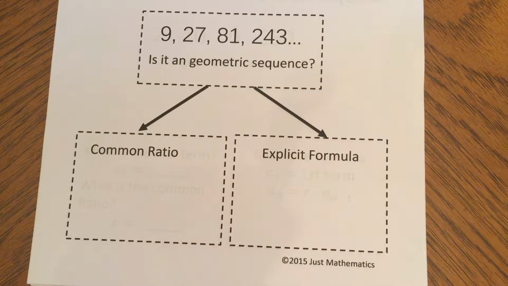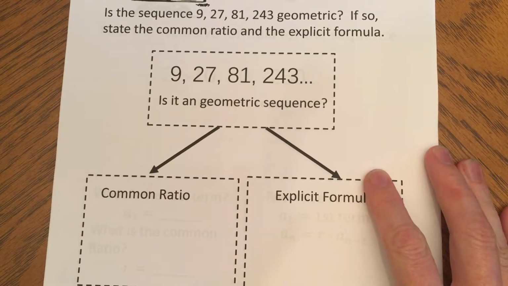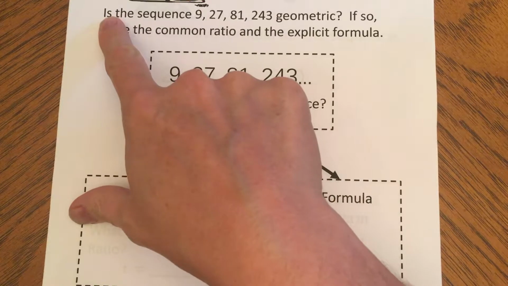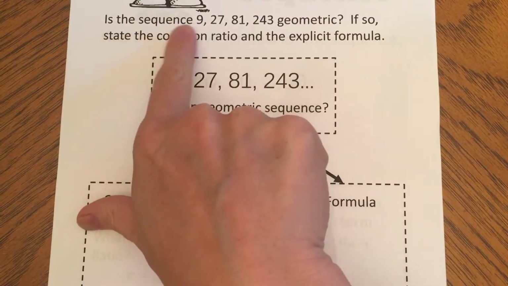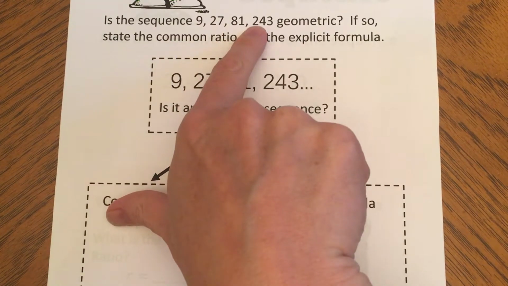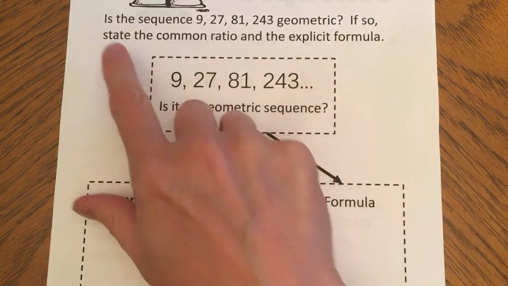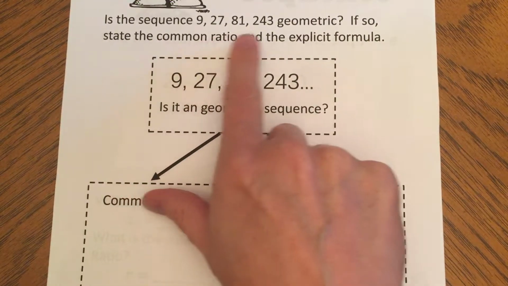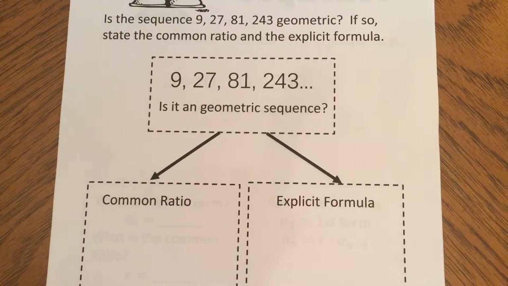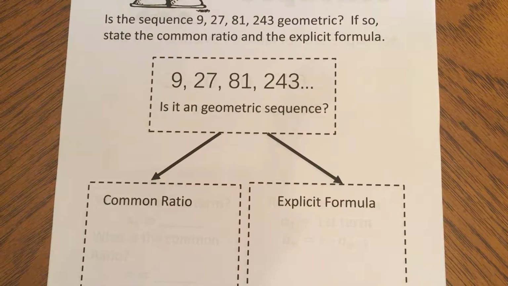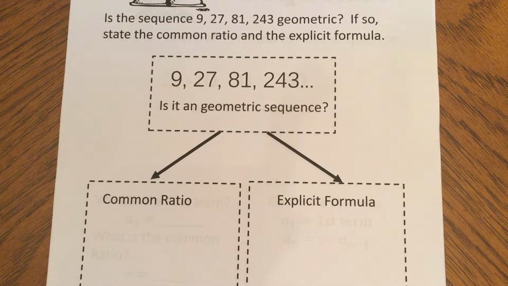All right, so now we're going to get started trying to figure out what these things are. We'll go back to that little pre-quiz in a few minutes. We are asked if this sequence is geometric. If it is, state the common ratio of the explicit formula. All right, so you've got a lot of vocabulary here that we don't even know what it is, and I'm going to help you get there, so don't panic.